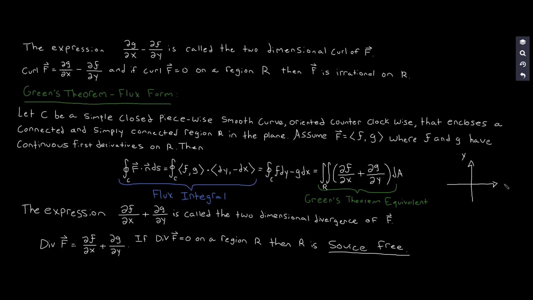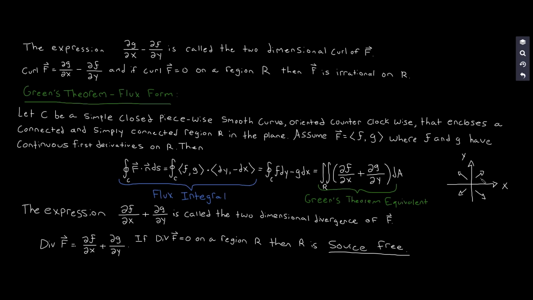So we have our X and Y. If we have like the source of something, like a source in a vector field might look like this, we have arrows coming out, and the arrows are coming from a source. In this case, they're coming from the origin. But source free means that nothing is being created nor destroyed inside of that area. So whatever flows in must flow back out.